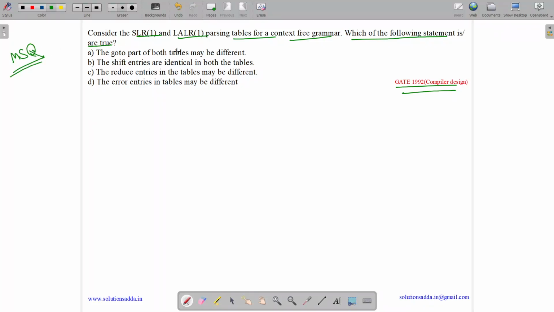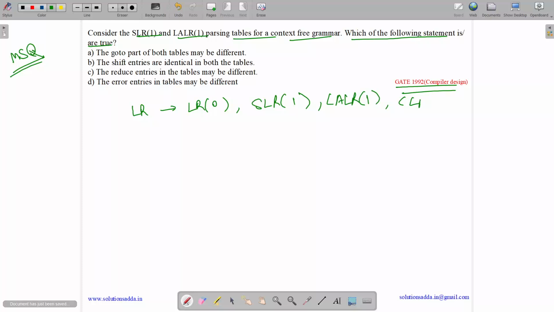The goto part of both the tables may be different. The shift entries are identical in both the tables. The reduce entries in the tables may be different. The error entries in the tables may be different. Okay, so all the LR parsers. Now LR parsers can be LR0 parsers, SLR1 parsers, LALR1 parsers, and CLR1 parsers.